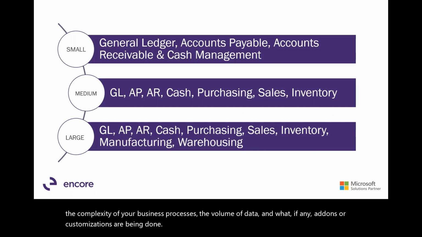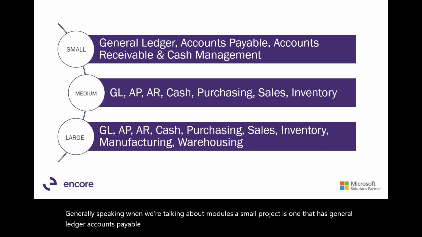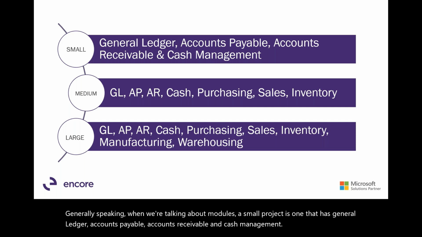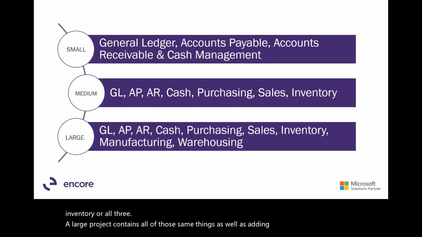Generally speaking, when we're talking about modules, a small project is one that has general ledger, accounts payable, accounts receivable, and cash management. A medium-sized project takes all of those same modules and adds in purchasing or sales and inventory, or all three. A large project contains all of those same things, as well as adding in manufacturing or warehousing.